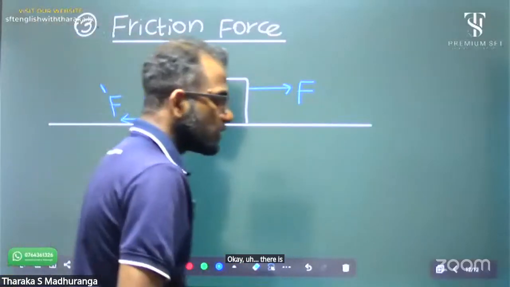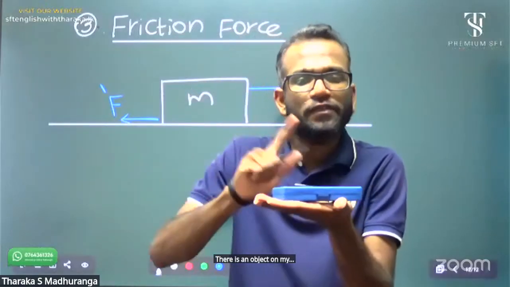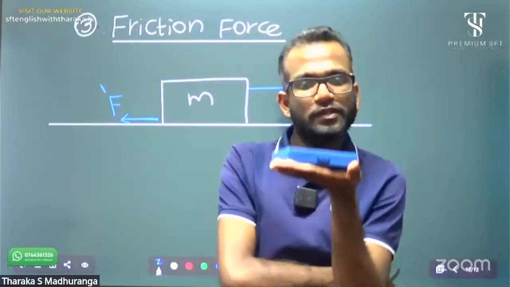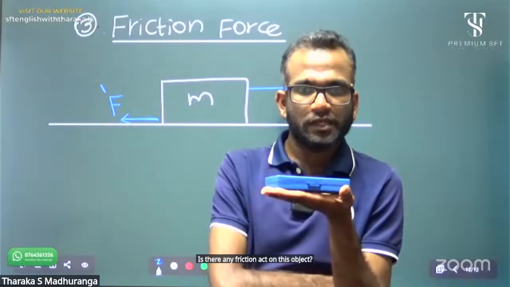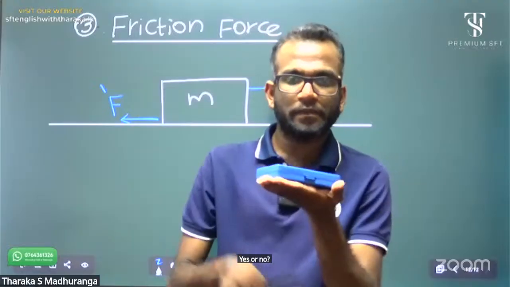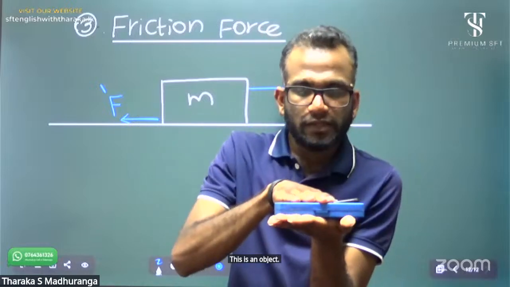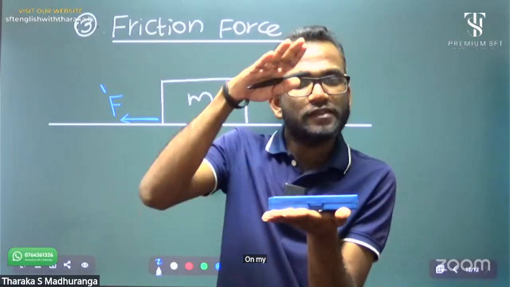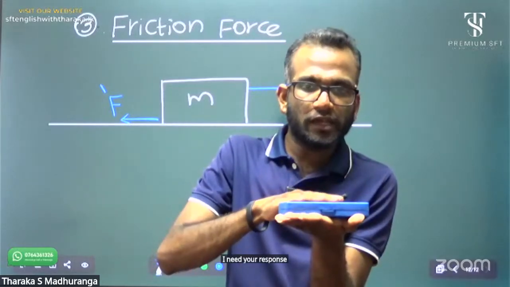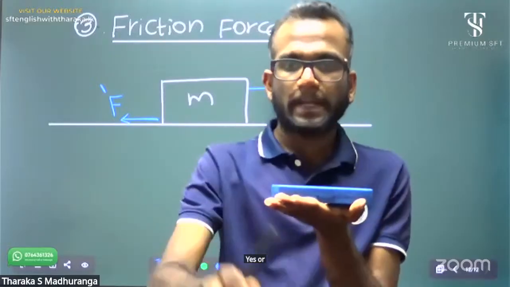There is an object on my hand. Think my hand is a surface, right? Is there any friction acting on this object? Yes or no? I need your response. We don't have time.